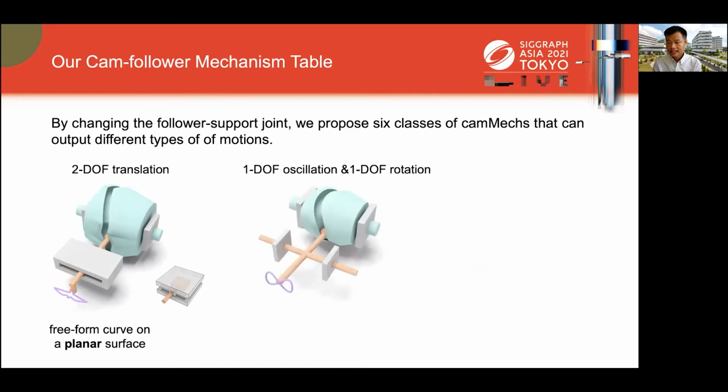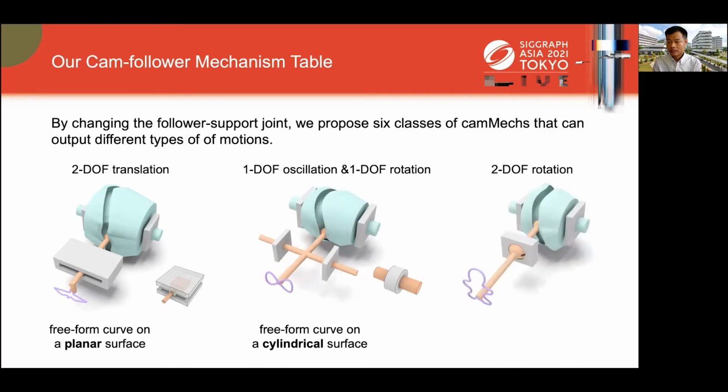The second class can output 1 degree of freedom oscillation plus 1 degree of freedom rotation by using a cylindrical joint. The generated path can be any freeform curve on a cylindrical surface. The third class can output 2 degrees of freedom rotation by using a modified ball joint. The generated path can be any freeform curve on a spherical surface.